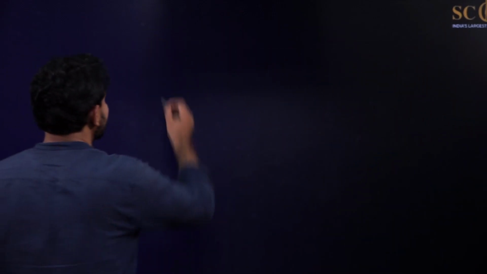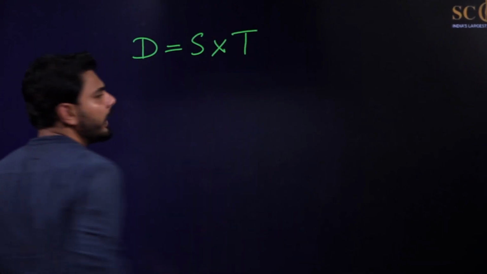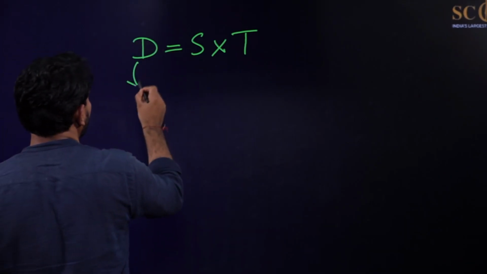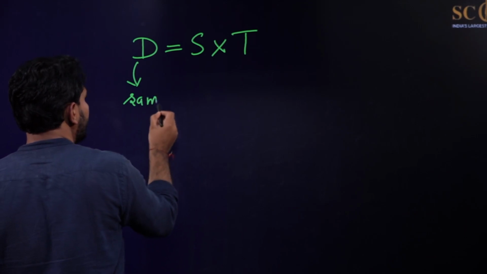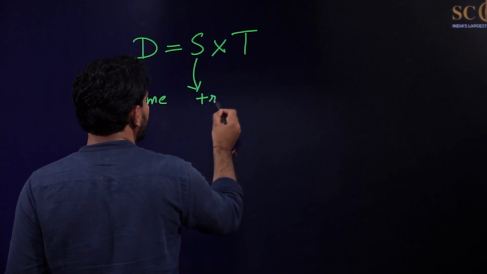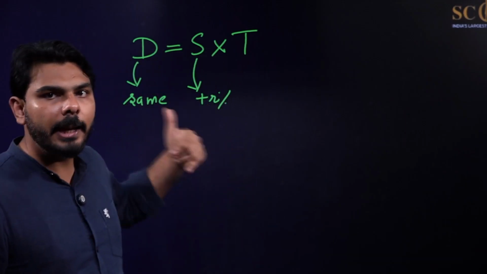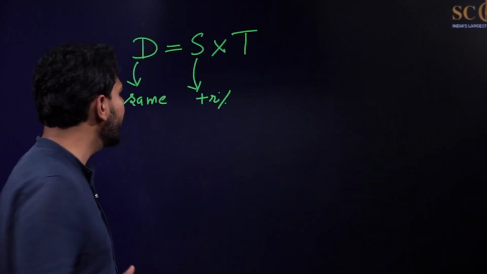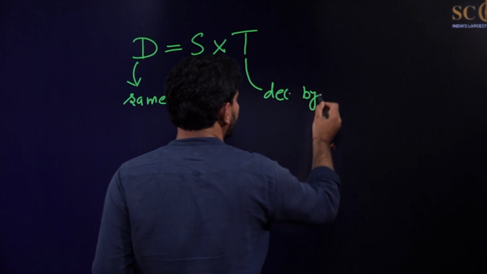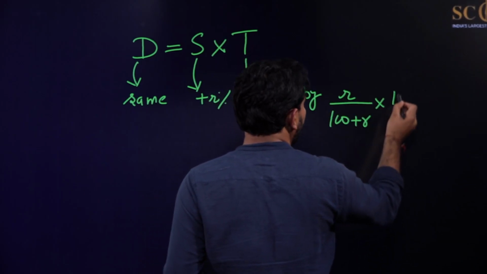Suppose you are given that distance is equal to speed into time. Now suppose you are told that distance is constant. It is not increased and not decreased. But speed is increased by R%, and you are asked by how much percent the time will be reduced. The time will decrease. So we can see in this case that the time will be decreased by R upon 100 plus R into 100%.